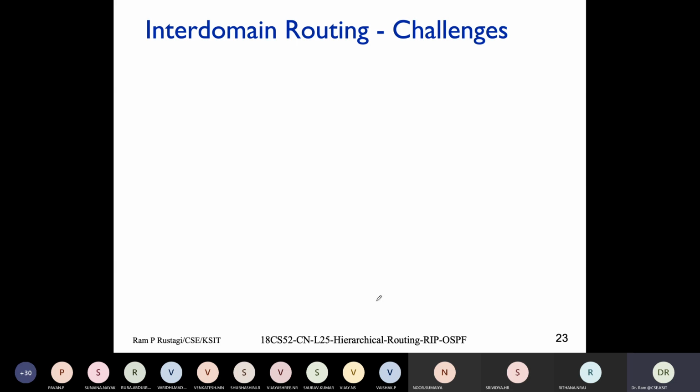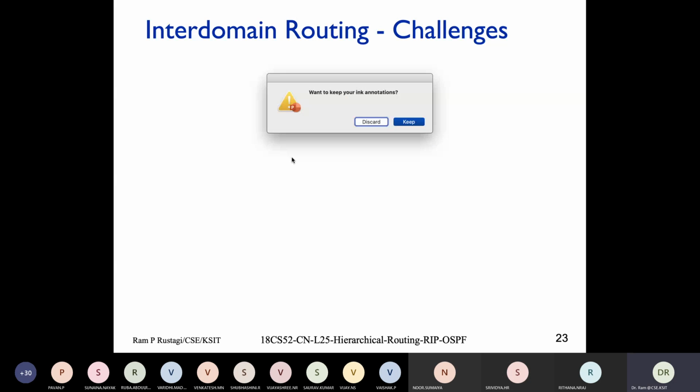So you can define policies and decide which way my routing has to go, and that policy support is not available in intra-domain routing or intra-AS routing. That is what we'll study in our next lecture when we study inter-AS routing, called the BGP protocol. With that, we come to the end of the lecture.